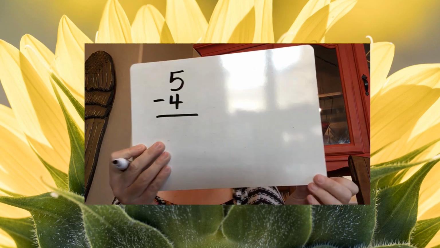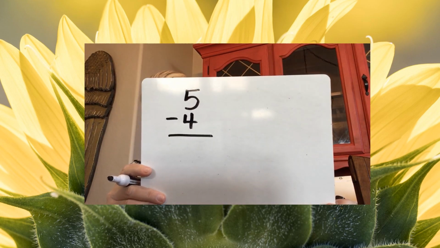This is another example of a difference of 1 problem. 5 minus 4. Let me show you that in cubes. I have 5 green cubes, 4 red cubes. What's the difference? 1. And there's my answer. 5 minus 4 is 1. It's a difference of 1.